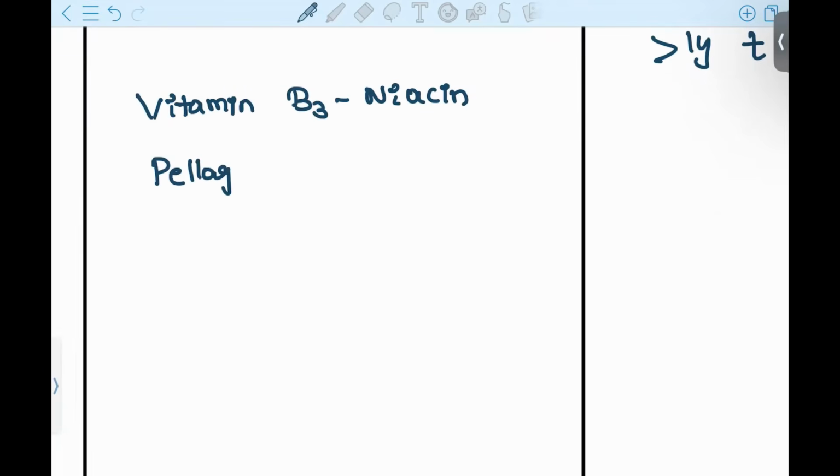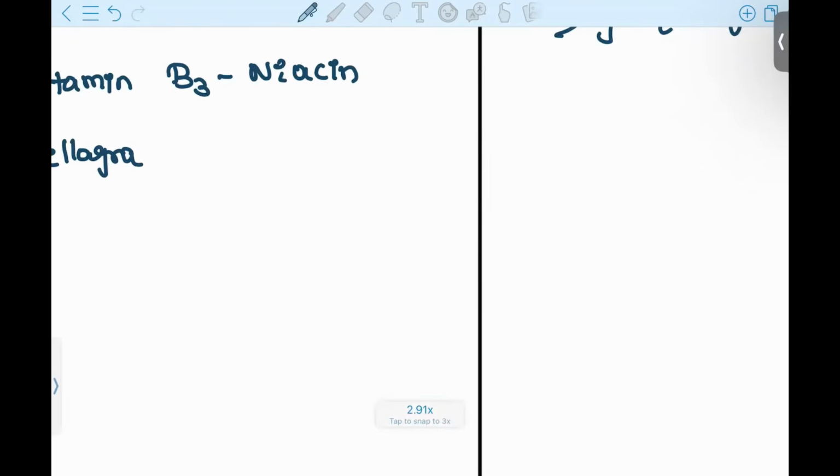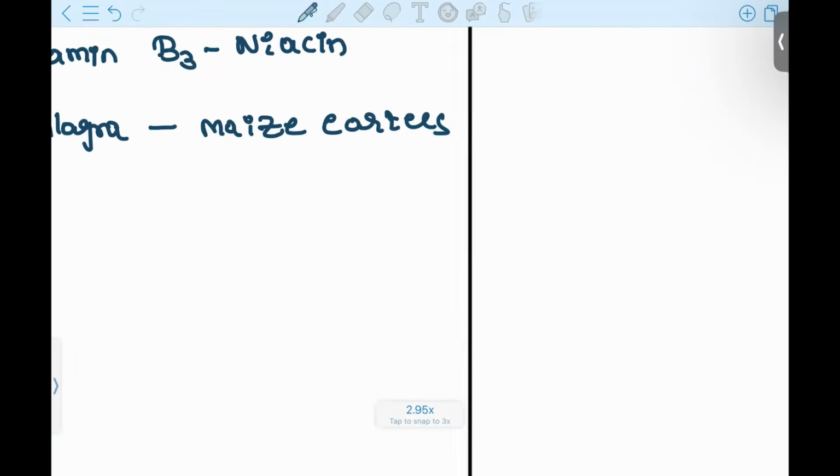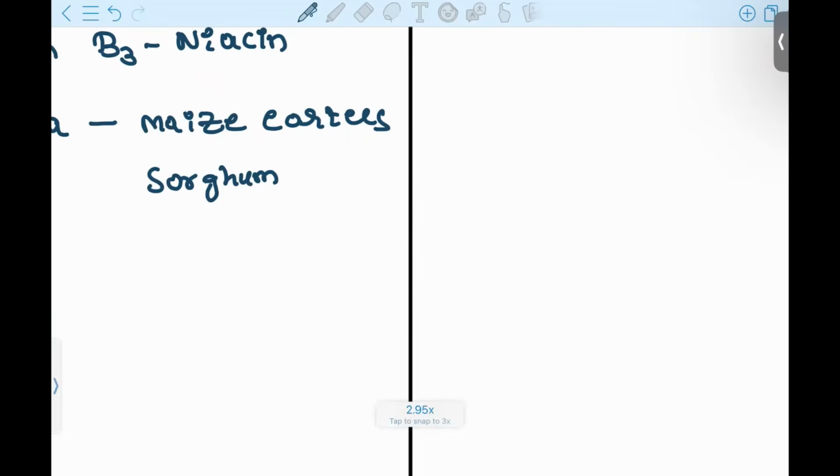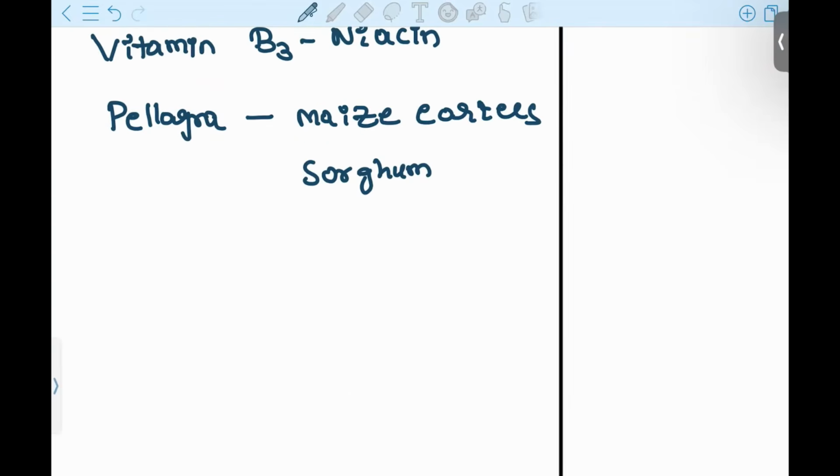What is this pellagra condition? What are the causes? Basically, dietary deficiency, such as in patients who are taking maize. So maize eaters are commonly associated with pellagra deficiency, or else those who are taking sorghum as a diet. Sorghum contains multiple amino acids. One of the amino acids, lysine, if it is high, then the niacin will be decreased. For example, lysine is high, so the tryptophan will be decreased. So sorghum eaters can also present with pellagra.